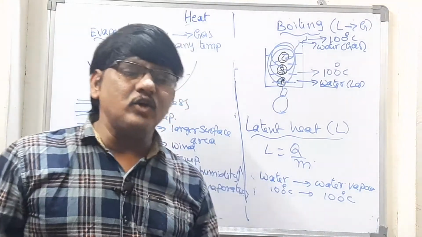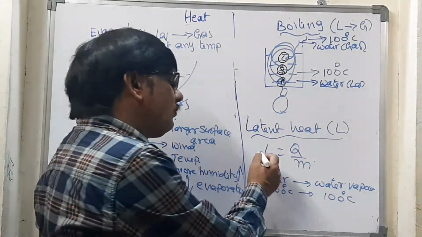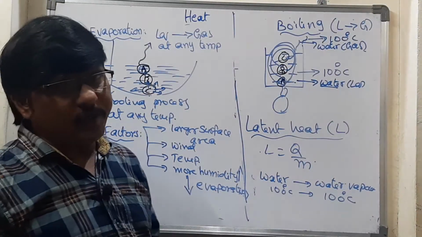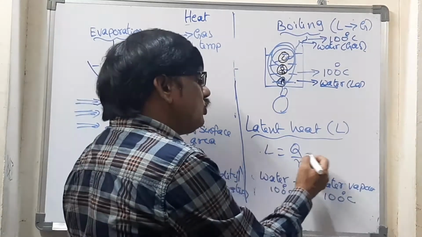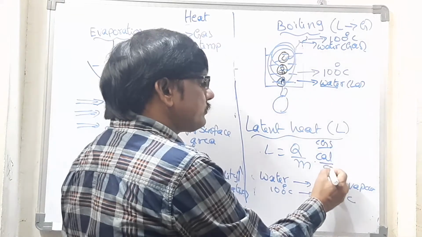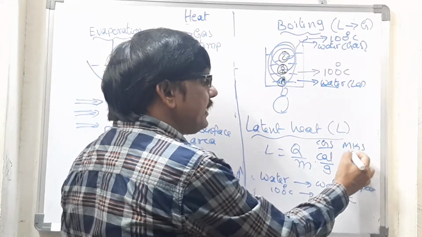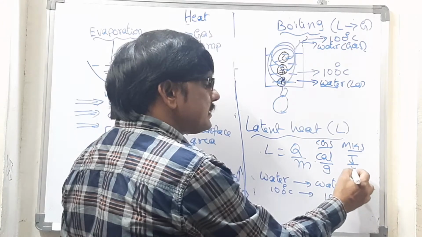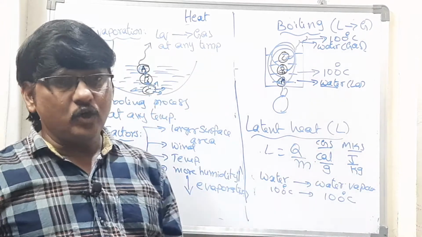So this latent heat, how much is that? The formula for latent heat is L is equal to Q by M. What units can we take? In the CGS system, calorie per gram. In the MKS system, what can we take? Joule by kg. That is, we can take it as joule by kg.